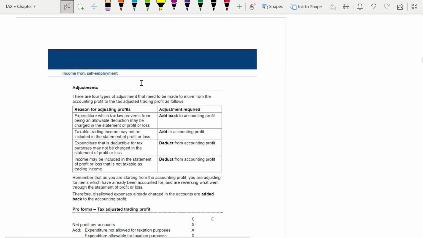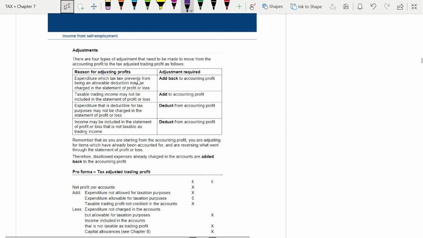Now, what are the adjustments? There are four types of adjustment that need to be made to move from the accounting profit to taxable profits. Very important and very easy also, it's not difficult. Expenditure that tax law prevents from being an allowable deduction may be charged in the statement of profit or loss. In the statement of profit we will deduct it, but for tax purposes it is not allowable.